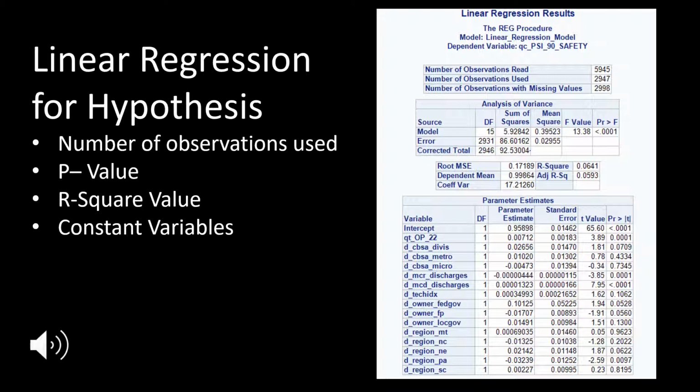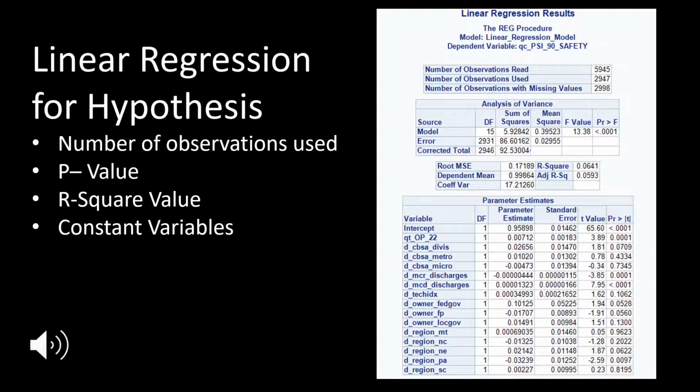Next, we can look at the R-square value, which is the percentage of the variance that can be accounted for. So this R-square value is 0.064 or 6.4%, which means it's also okay to use because the normal range for an R-square value is 0.05 to 0.15.